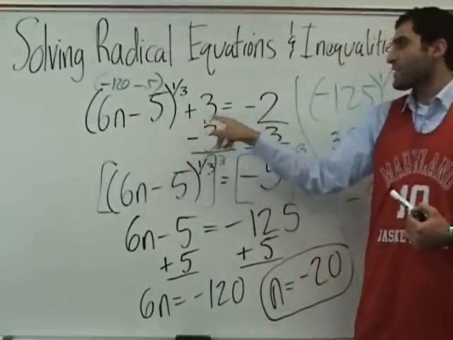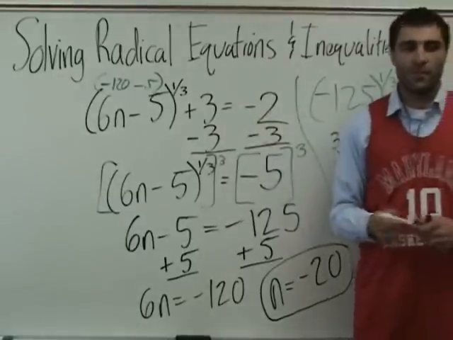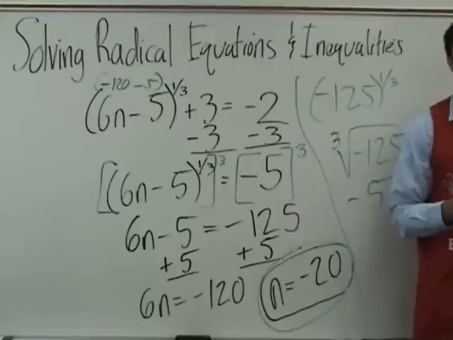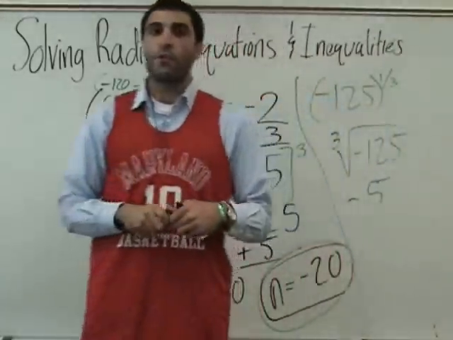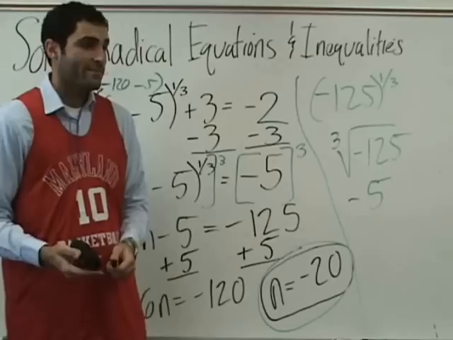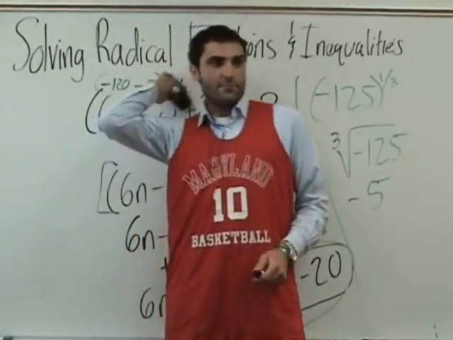Negative 5 plus 3 is what? Negative 2, so it works. This one works. Another victory. 40% of our problems are done. 60% is coming at you.